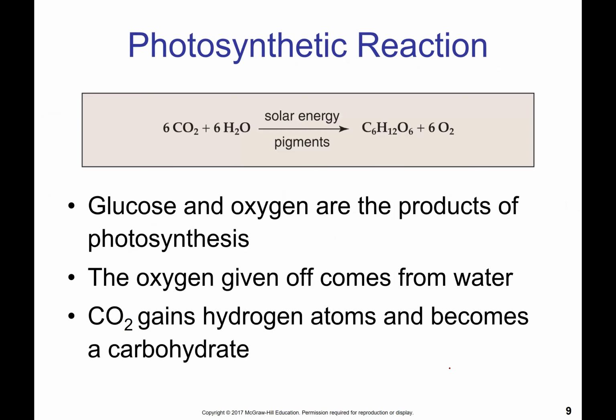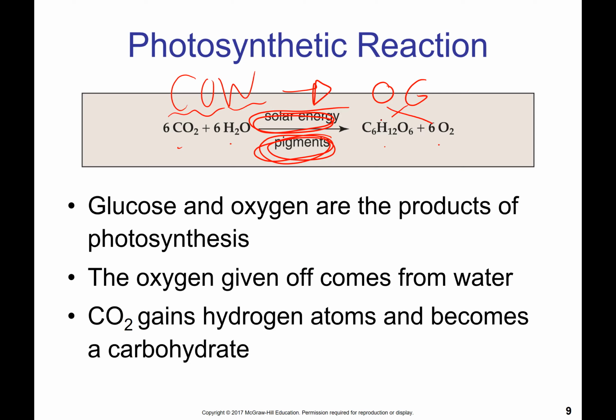Our overall equation: carbon dioxide and water, in the presence of sunlight with pigments, leads to glucose and oxygen. I like to remember this by Cal and OG. So Cal: CO, carbon dioxide, W, water; O, oxygen, G, glucose. So the whole purpose, the main purpose of photosynthesis is going to be to create carbohydrates. Oxygen is just a byproduct, okay?